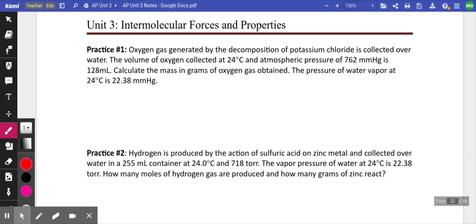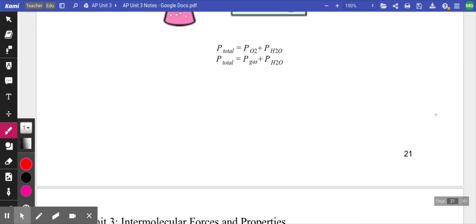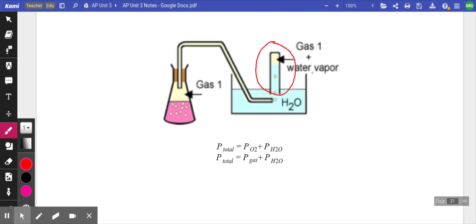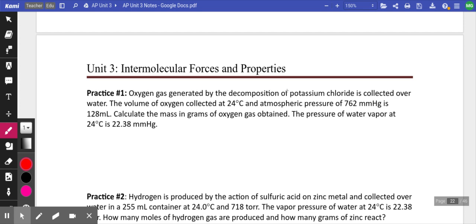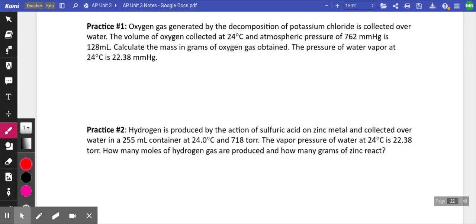So what I'm looking at here, that atmospheric pressure is going to equal my total pressure in that test tube. So if we scroll back up to this picture, this total pressure should be equal to the atmospheric pressure here. And I know within this test tube, I've got both the water vapor and whatever gas I'm trying to study. So specifically here, I'm trying to study that oxygen. So if I know that my total pressure is the 762 millimeters of mercury, okay, again, I know that that's my total pressure here, the 762 millimeters of mercury.